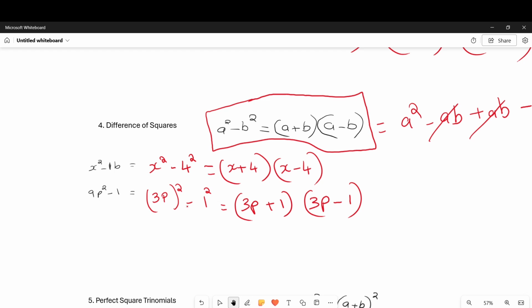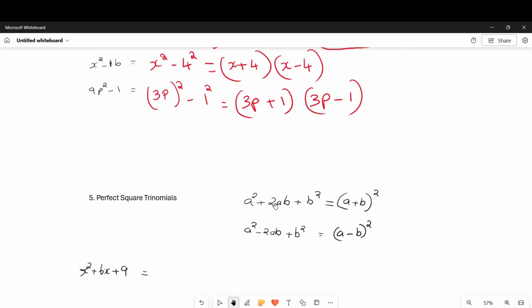So using this difference of squares equation, it's very easy to factor out when we see an expression like this. So keep this equation in your mind. Remember this when we're solving future equations.